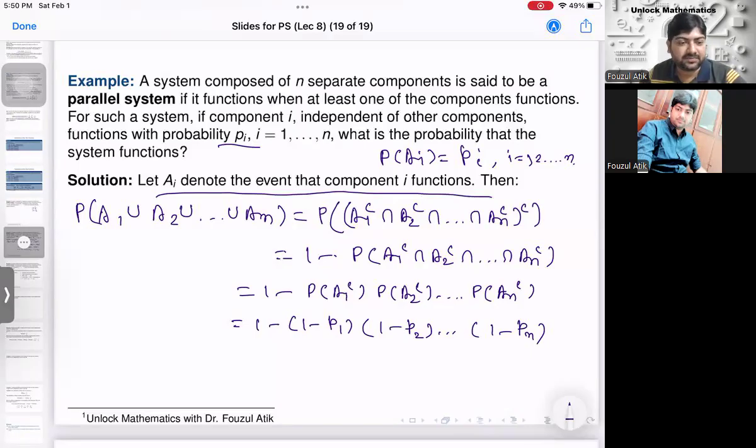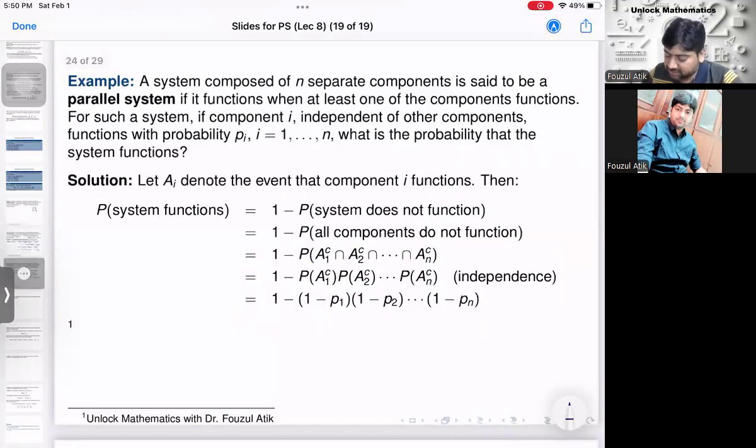I hope you understand. Let me move on. As we discussed, we can also write the answer this way. P of the system functions is 1 minus the probability that the system does not function, the opposite of the event. So system does not function means what? All components do not function. That is the definition: the system functions when not all of them are non-functional. And all components not functioning means it is the intersection of the events A1 complement, A2 complement, ..., An complement. Because they are independent, you can write it in product form and get the answer this way.